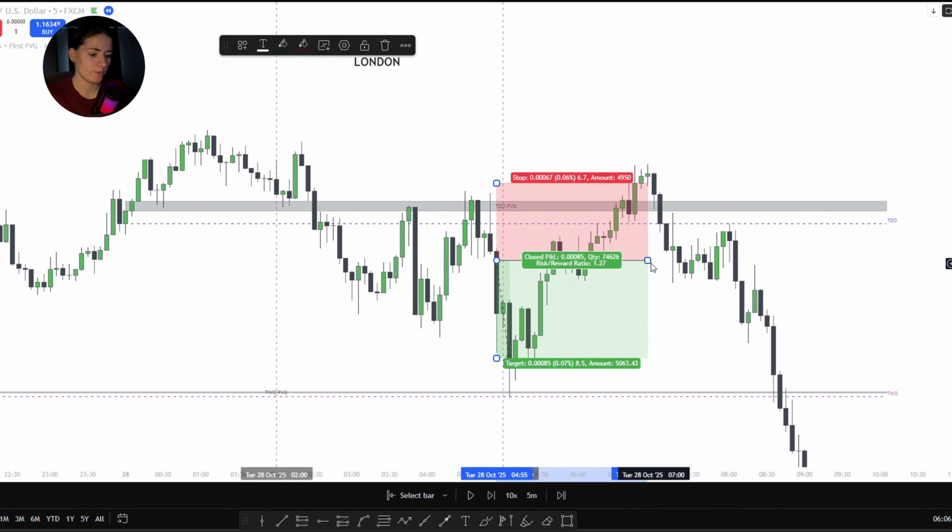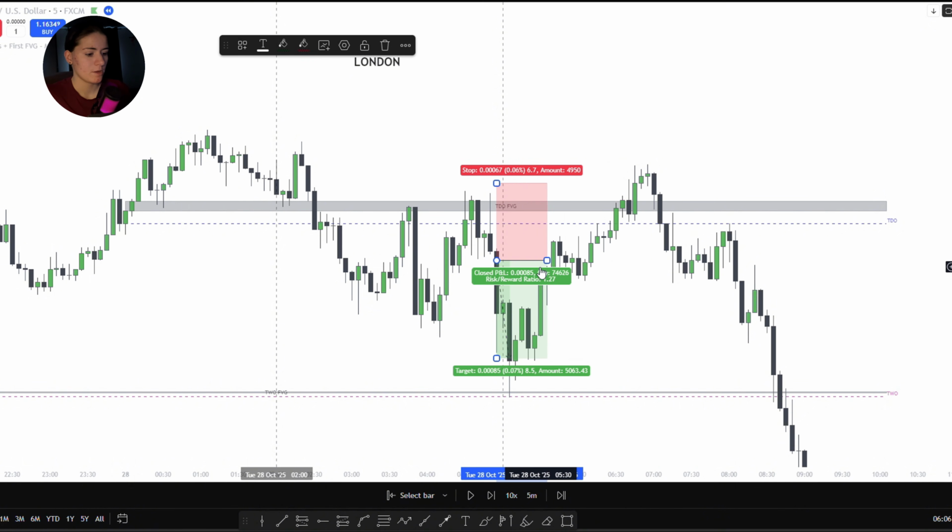Overall, a potential entry could have been taken after the price broke below the gap and then retested it. That would provide a clear continuation setup in line with the downtrend move.